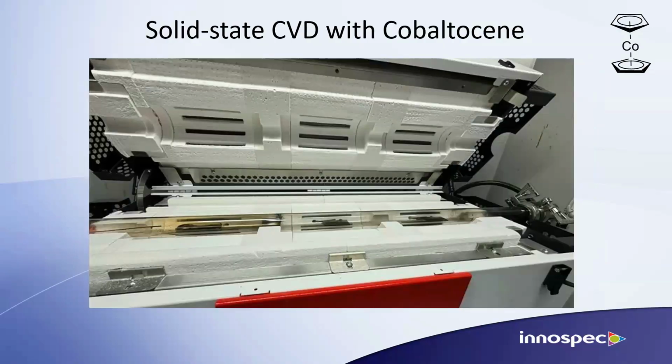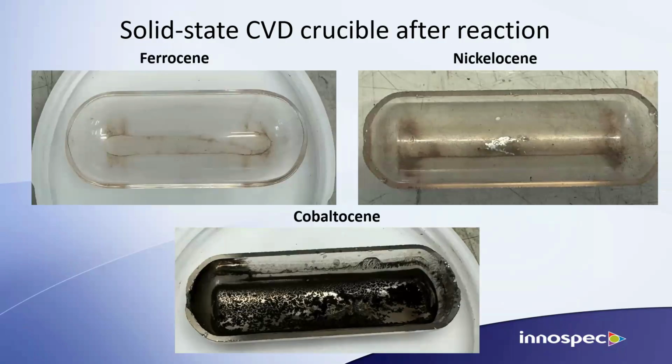When cobaltocene was used under the same solid-state CVD conditions, no carbon nanotube growth was observed at all, and no carbon nanotubes could be obtained for analysis from the higher temperature zones. This again stands in contrast to the complete coverage that was observed when ferrocene was used. So in addition to the visual observations of carbon nanotube growth along the work tube, the crucibles themselves show differences.